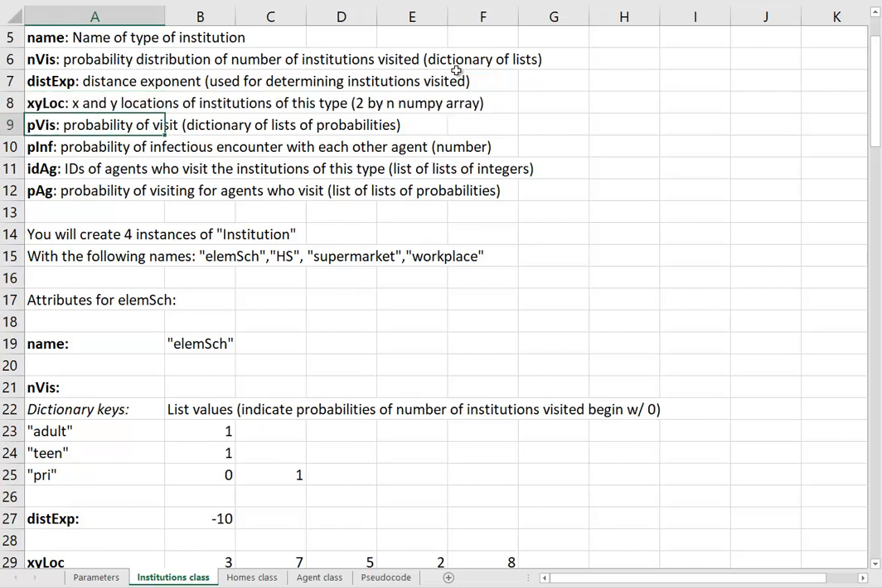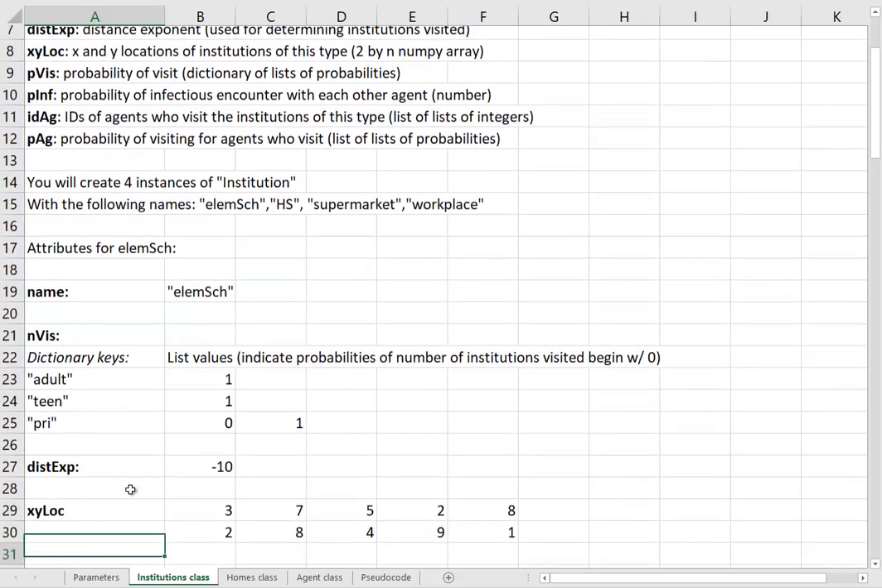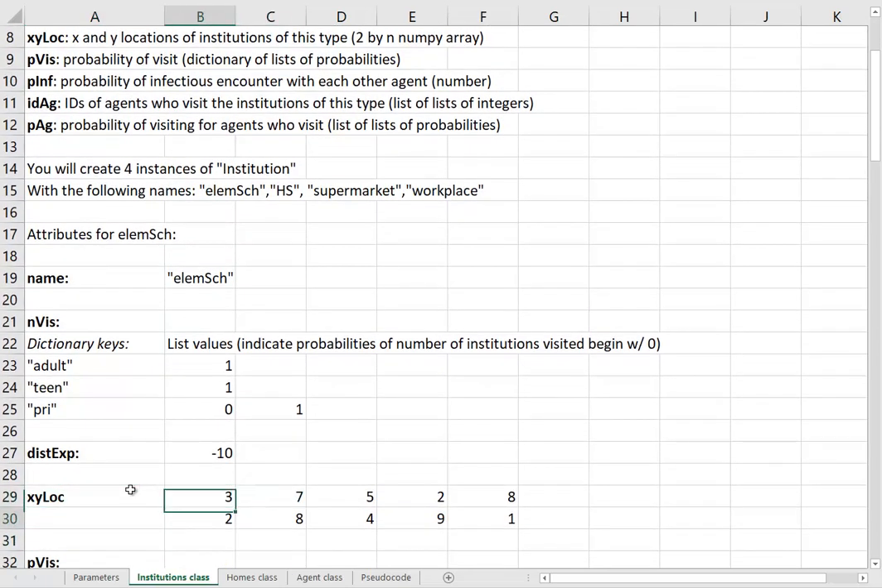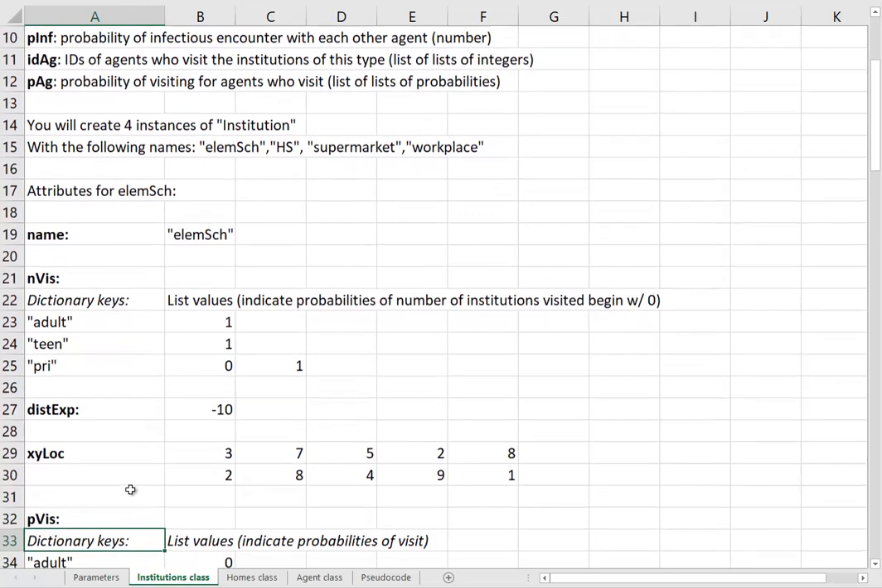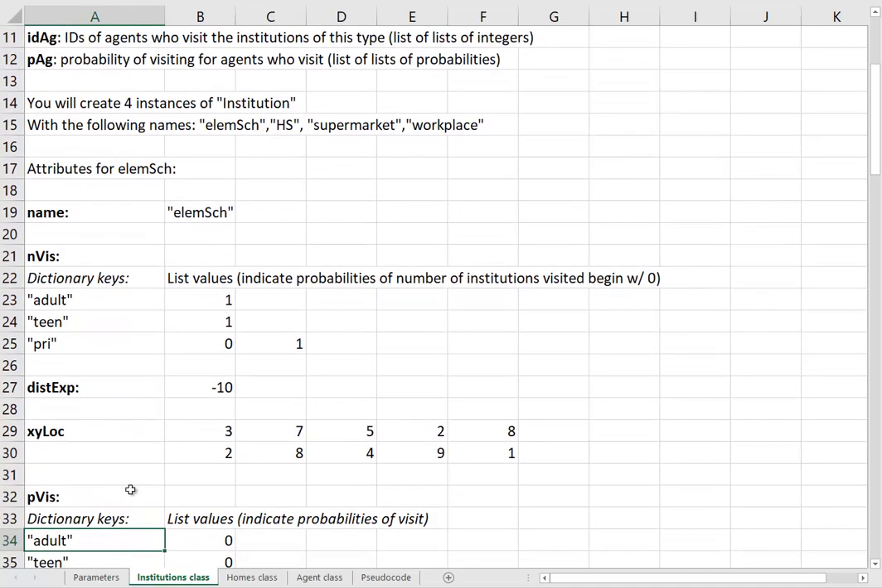It's better to use arrays. All right. So that's how we're going to define this. Now, why do we have 2? Because we have x coordinate and y coordinate. And then we have n, which is going to be the number of institutions. All right. Then pviz is also a dictionary key.